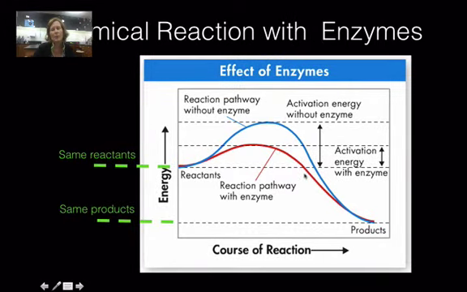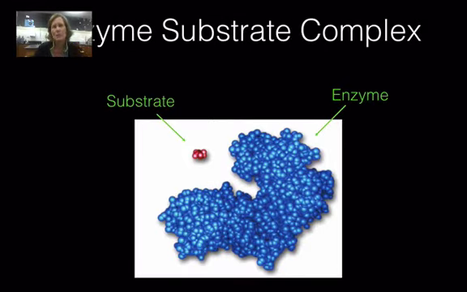All right, and remember, we get the same reactants and the same products when we do a reaction with an enzyme. We're still going to have the same products, it just happens a lot faster. Now, I want to talk to you about the enzyme substrate complex. For every single enzyme, there's a substrate. And we talked about the lock and key method.